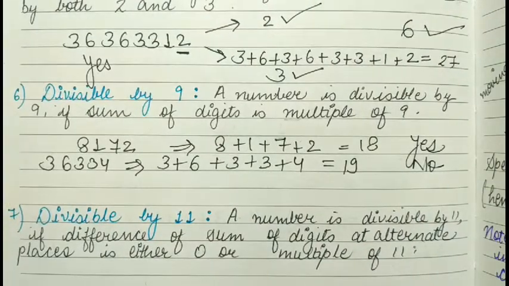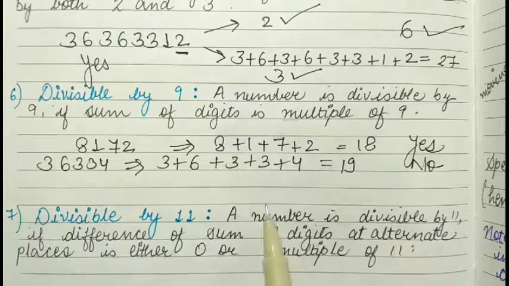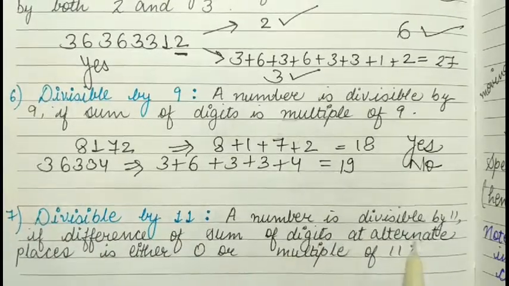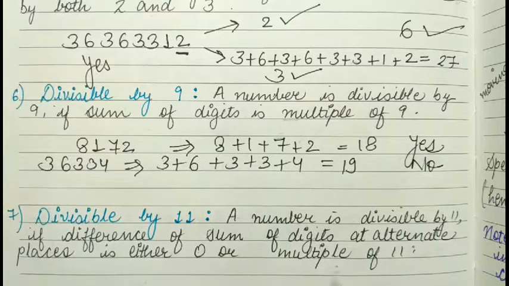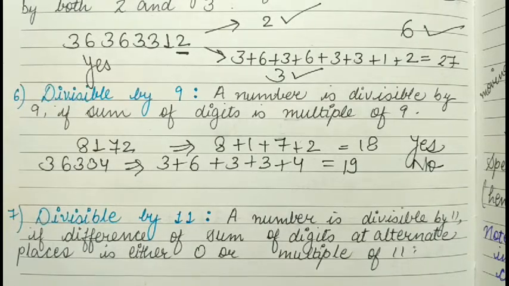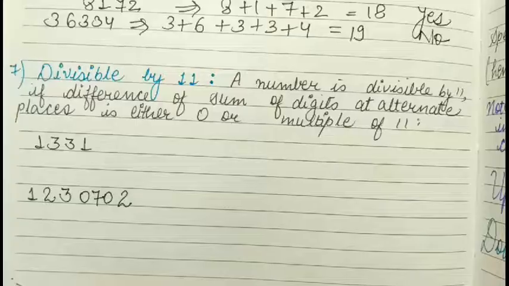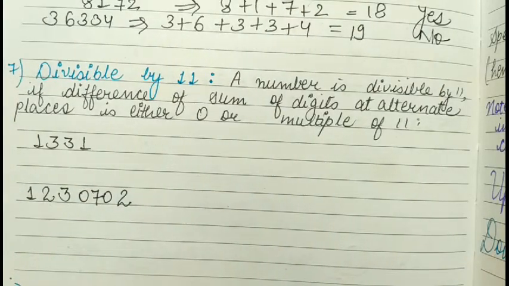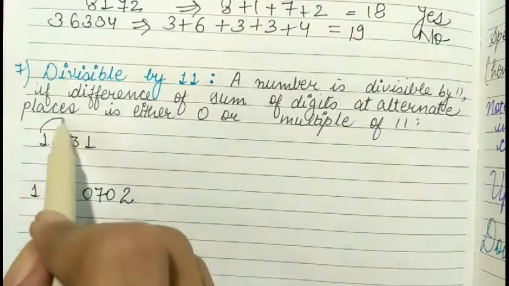Next, we have to check divisibility by 11. A number is divisible by 11 if the difference of sum of digits at alternate places is either 0 or a multiple of 11. Let's understand it with the help of an example. So we are given the number 1331. First step is make pairing of alternate numbers.